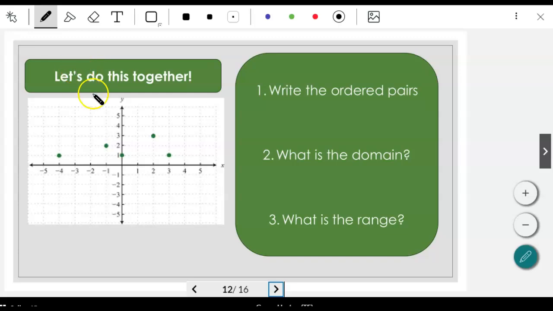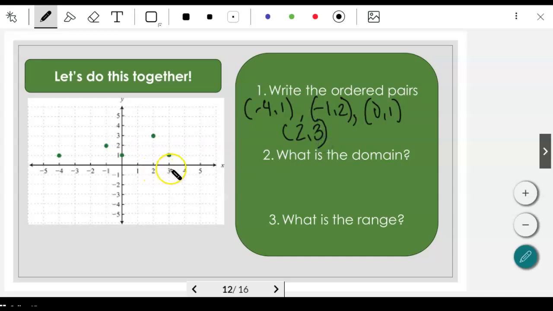All right, graphing. So write the ordered pair. This first one is at -4, 1. Next one is at -1, 2. This one here is at 0, 1. Here is 2, 3. And this one is 3, 1.